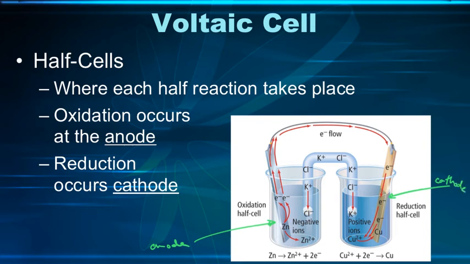Same as the cathode ray tube, same idea there. So the electrons, importantly here, flow from the anode to the cathode. They flow from the anode to the cathode.